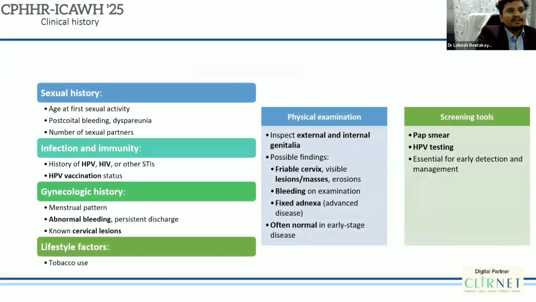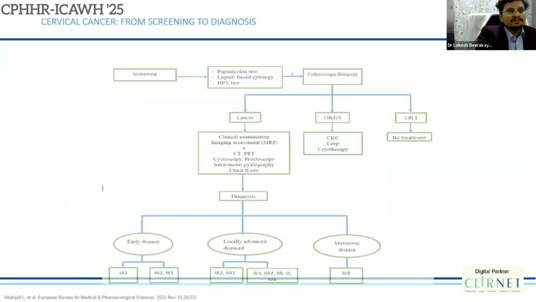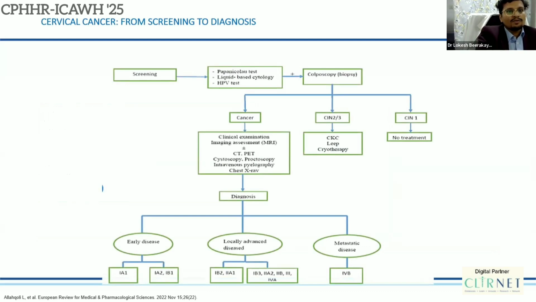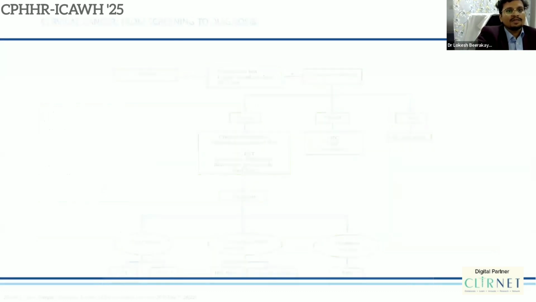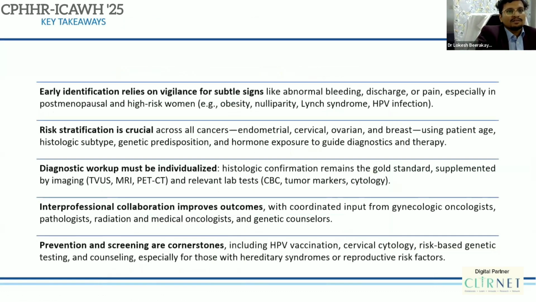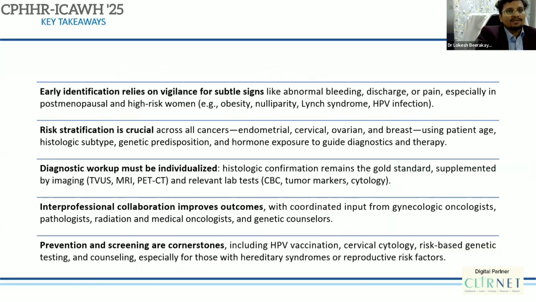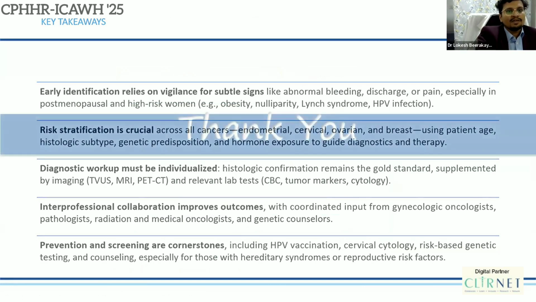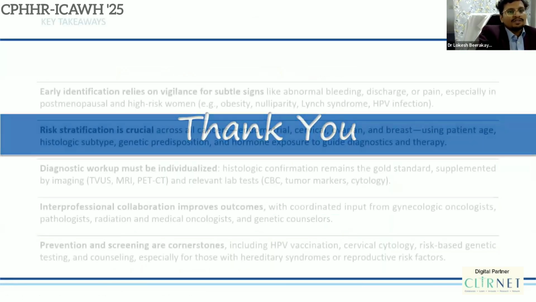So these are the various histories. We need to look at physical examination, screening tools, etc. This is how we go about assessment of uterine cervical cancer. Definitely, early identification relies on vigilance for subtle signs like abnormal bleeding, discharge, etc. We need to risk stratify, diagnose, prevent, and screen.